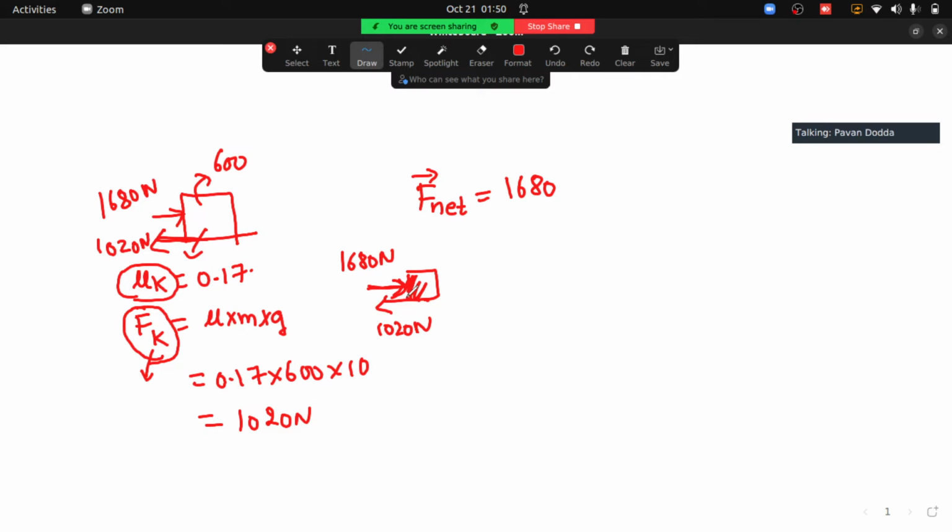Are you following, Monet? Yes, sir. And 1020 newton is acting towards the left side. Now what would be the resultant force, or the net force? So subtract it. Yeah, exactly, because these two are acting in opposite directions, so we just need to subtract. So this is the total force, and what value is it going to turn out?